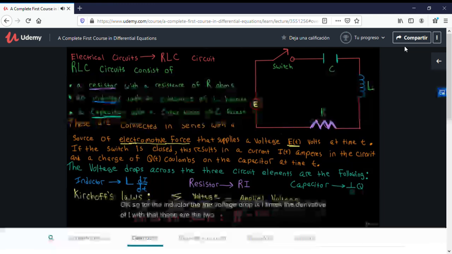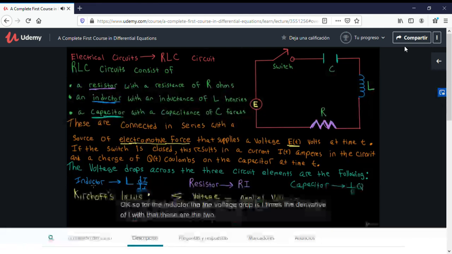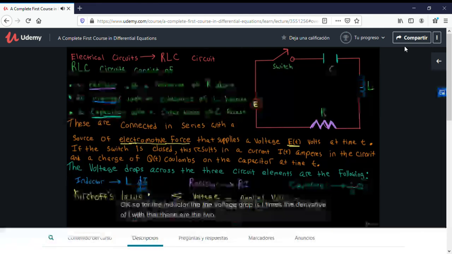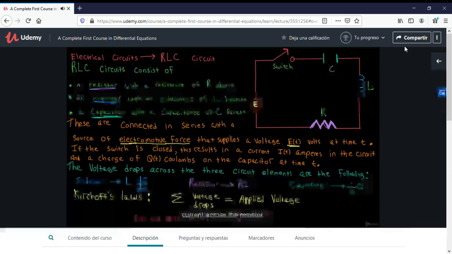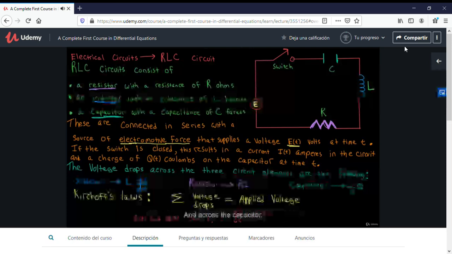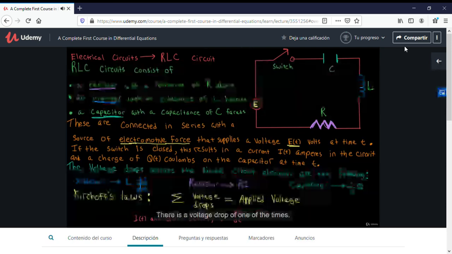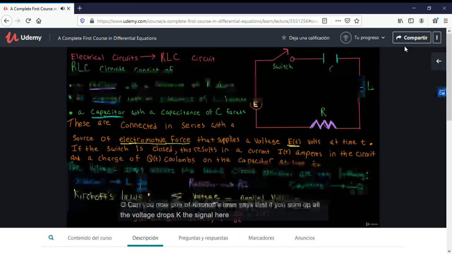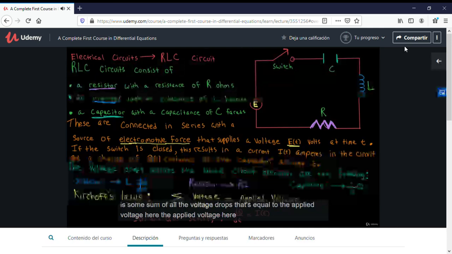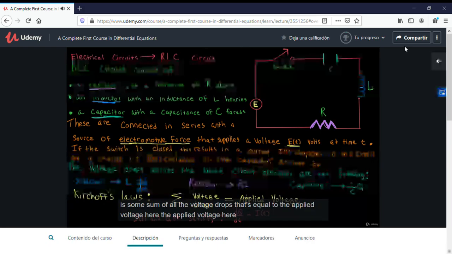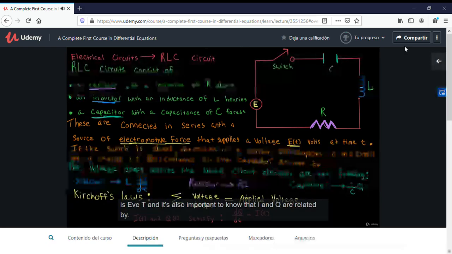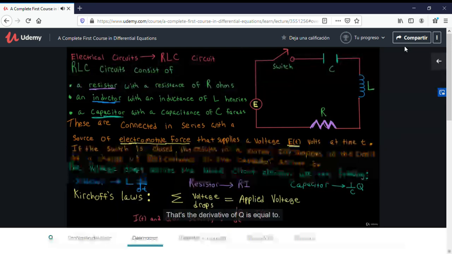Okay, so for the inductor, the voltage drop is L times the derivative of I with respect to t, so the derivative of current. Across the resistor, there's a voltage drop of capital R times capital I, and across the capacitor, there is a voltage drop of 1 over C times Q. Now one of Kirchhoff's laws says that if you sum up all the voltage drops, that's equal to the applied voltage. The applied voltage here is E of t. And it's also important to know that I and Q are related by this: the derivative of Q is equal to I.